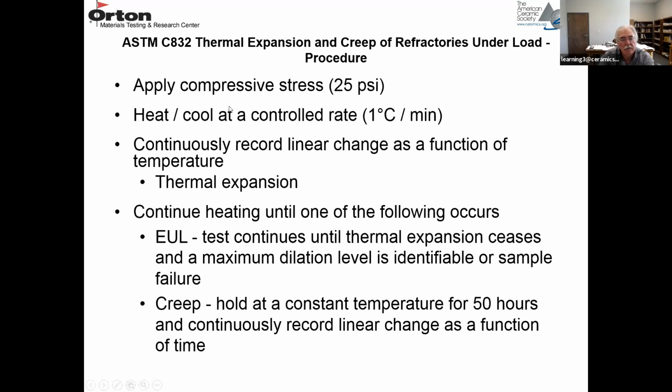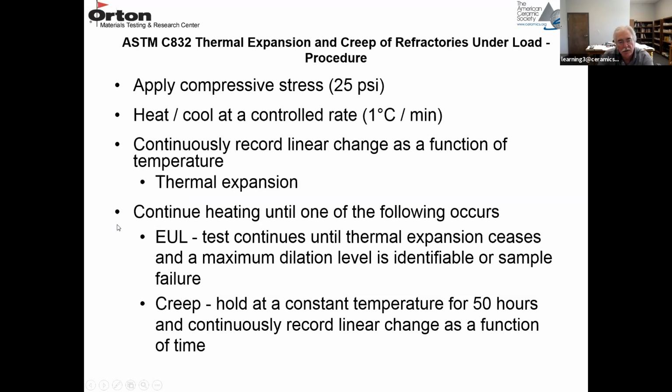How you run this test, you apply a compressive load of 25 psi. You heat and cool it at a controlled rate. This test calls for 1 degree C a minute. So it's a slow heating and cooling rate. And you measure the linear change as a function of temperature, or when you're at a constant temperature as a function of time to get the entire creep curve. But on the linear portion, it's just a thermal expansion.